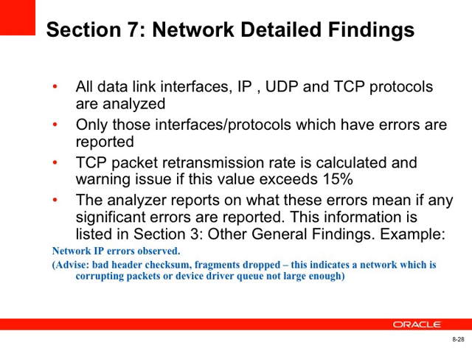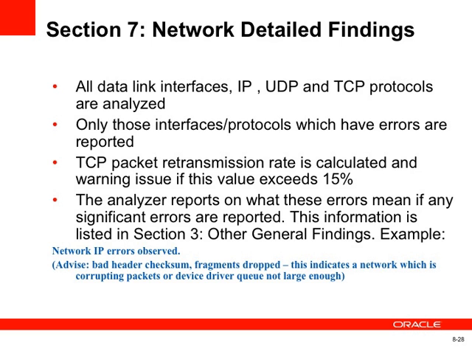Section 7 lists detailed findings about the network. The analyzer looks for input, output, and collision errors on the network interfaces. IP, UDP, and TCP protocols are also analyzed for specific metrics. Those metrics for these protocols which are considered to be common to most network problems are examined. For example, the retransmission rate for the TCP protocol is calculated and a warning issued if this value exceeds 15%.